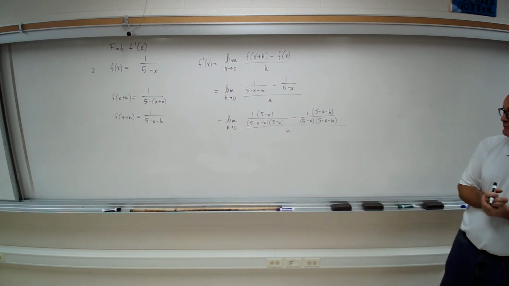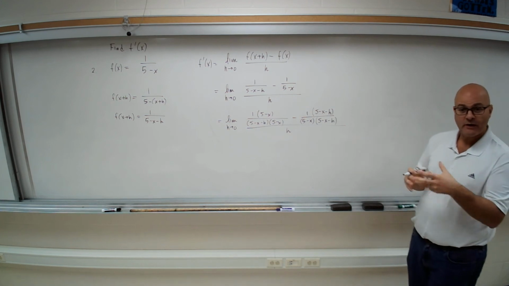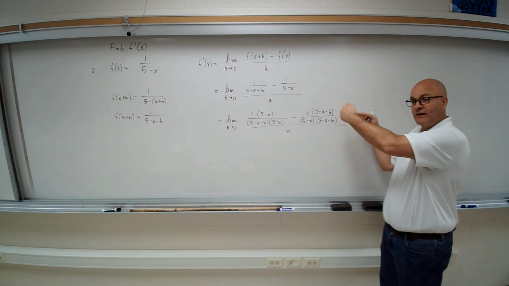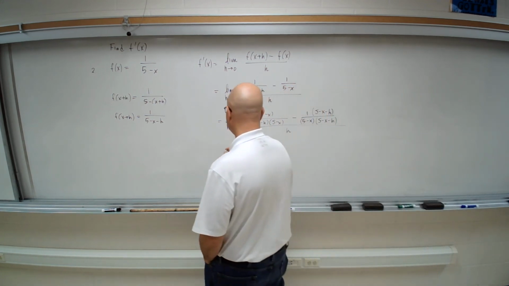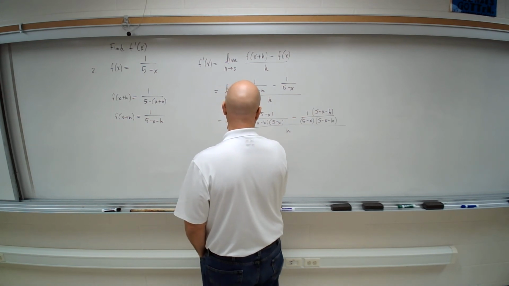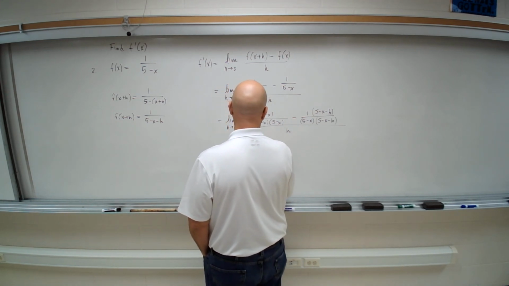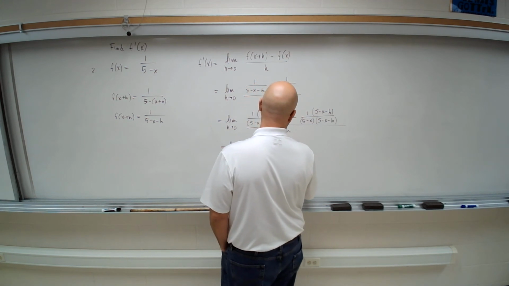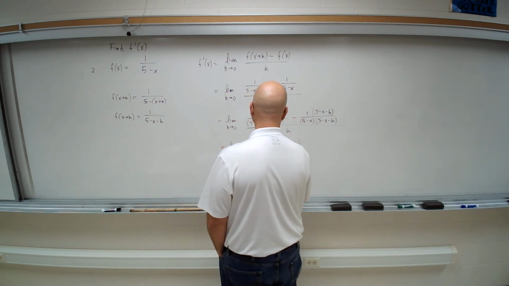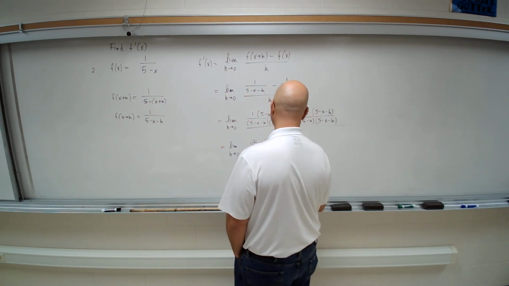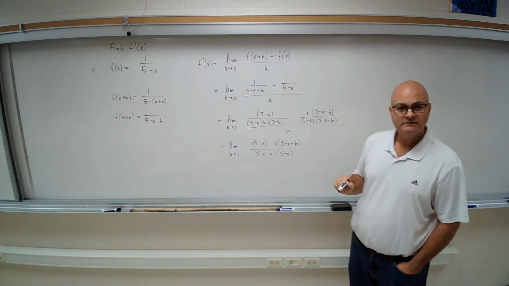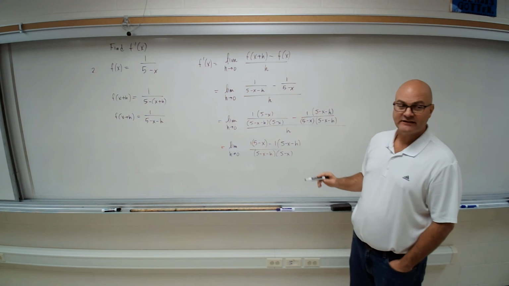It looks pretty bizarre, but now that these have a common denominator, let's go ahead and put them together to get a single fraction in the numerator. So we get 1 times 5 minus x minus 1 times 5 minus x minus h over 5 minus x minus h, 5 minus x. Now at this point, I have a single fraction on top. I get really tired of making this giant fraction bar.